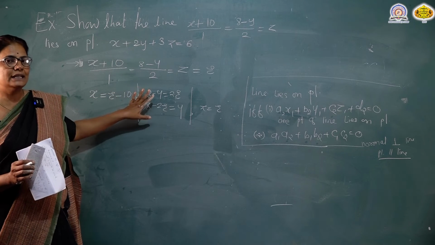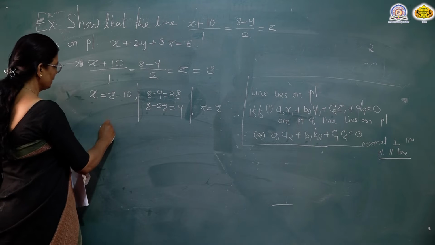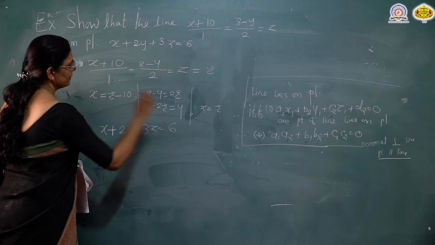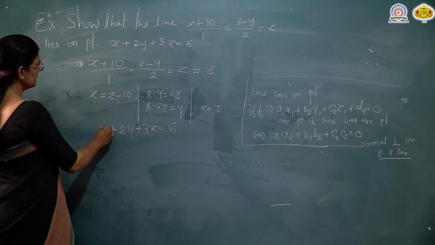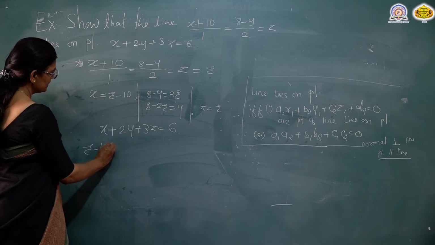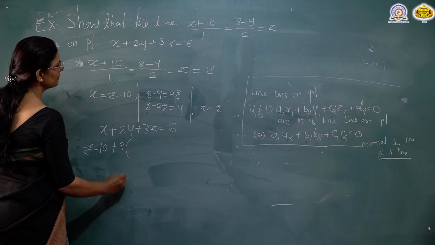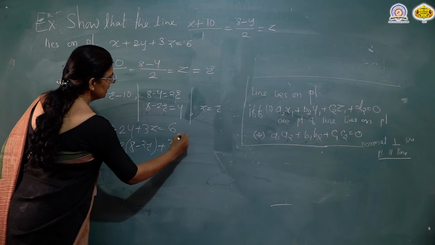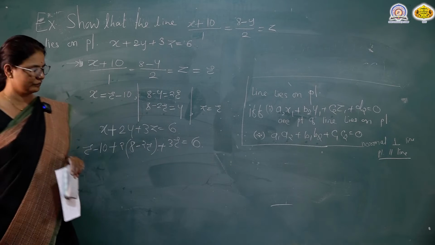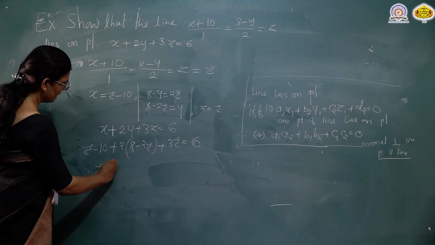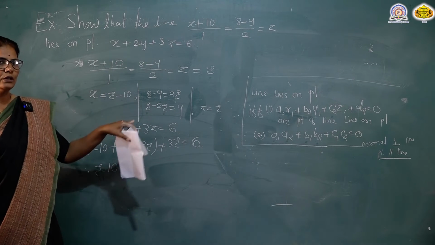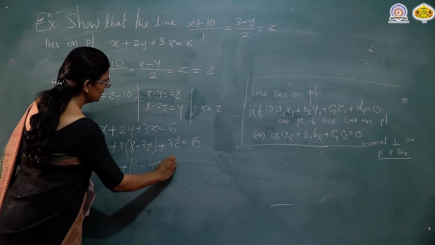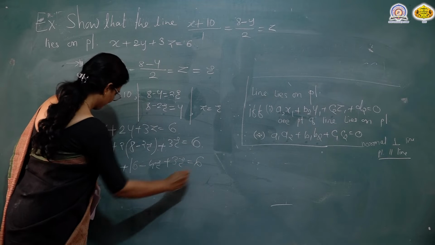Now substitute these coordinates in the equation of the plane. So the given plane is x plus 2y plus 3z equals 6. Now we substitute these values. So this equation becomes r minus 10 plus 2 times (8 minus 2r) plus 3 into r equals 6. Now just simplify it, open all the brackets. So minus 10 plus 16 minus 4r plus 3r equals 6.